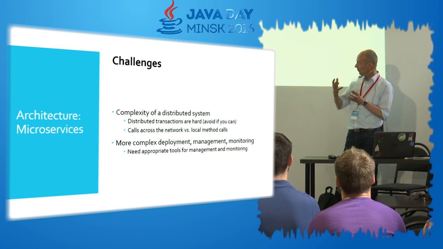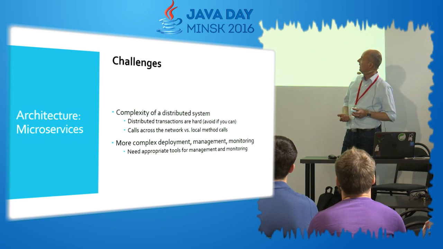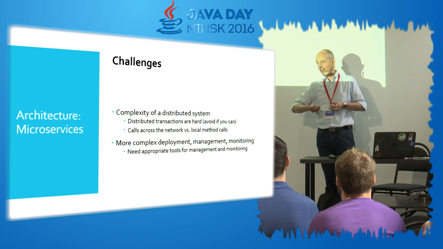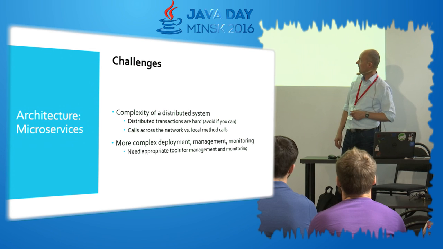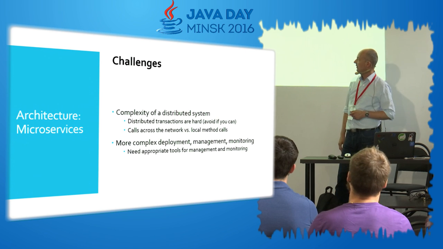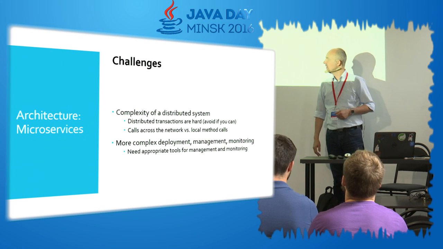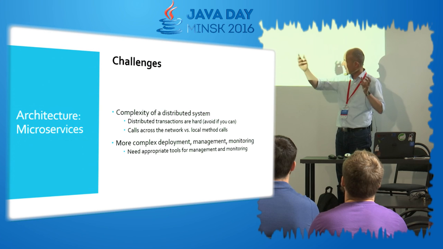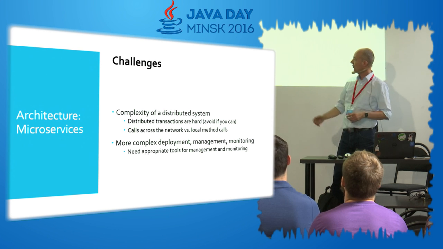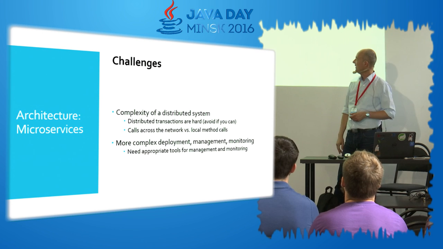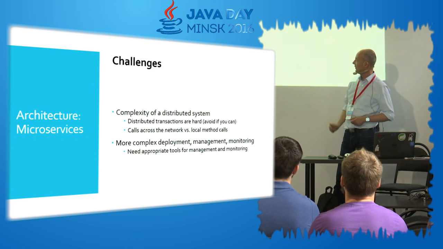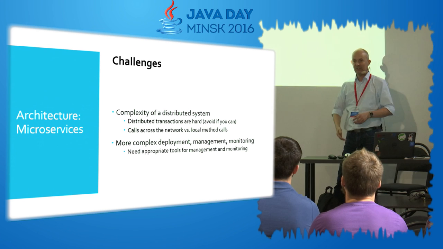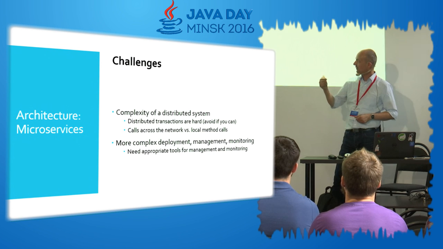Also, calls from one service to the other are across the network, and a network call is, of course, a lot slower and less reliable than an in-JVM method call. So those are things you have to think about. Also, managing, deploying and monitoring a system that consists of lots of microservices can be harder. If you have lots of servers with lots of microservices running everywhere, all spitting out log messages, then somehow you want to get all those log messages in one place so that you can monitor what the system is doing, which is a lot more complicated than when you just had one application that puts log messages in one file.